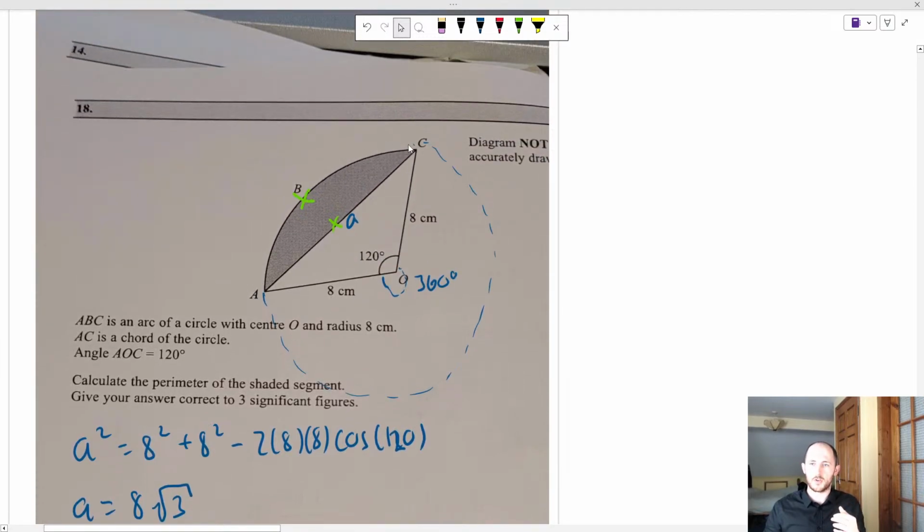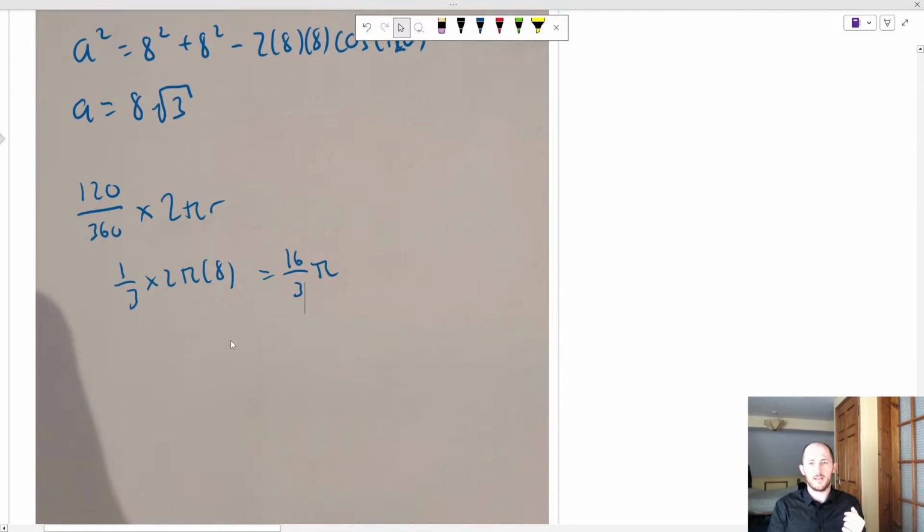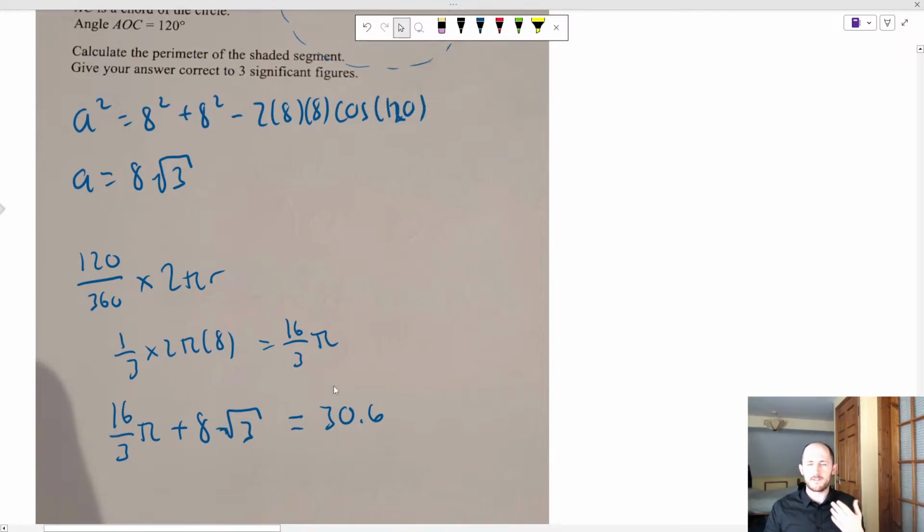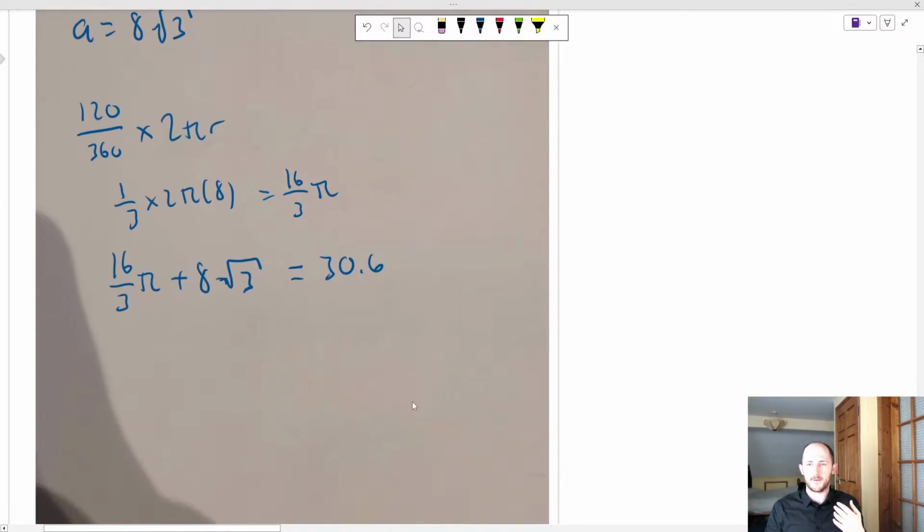So the perimeter would just be both of those lengths added together. So it's 16 over 3 pi, add 8 root 3. You said the answer is 30.6. I'm going to trust you. 16 plus... Okay. Sounds about right. But don't forget your units. Centimeters, okay?